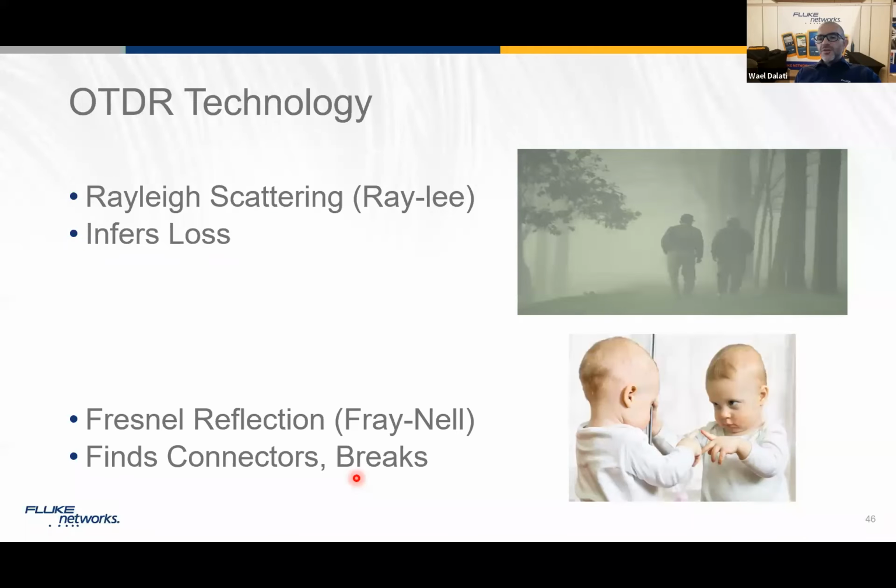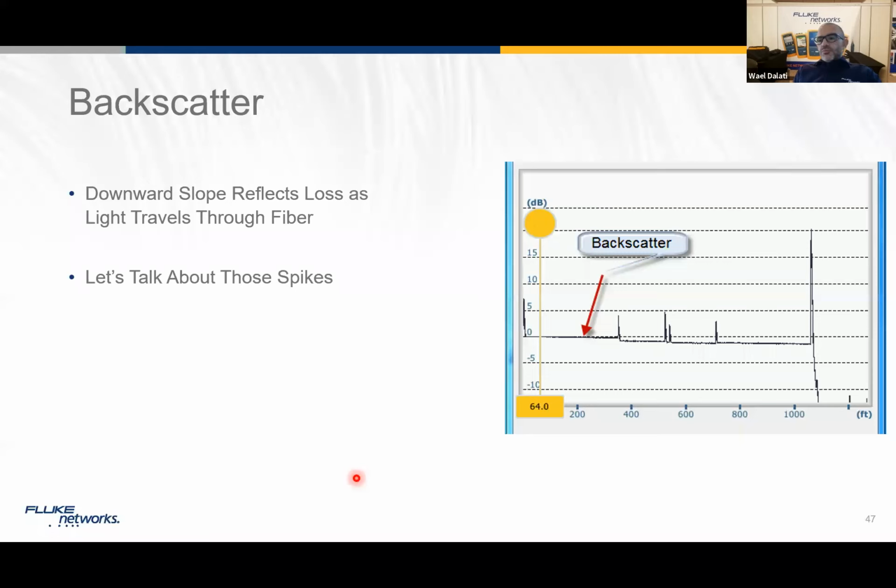So the OTDR technologies focus on Rayleigh light scattering, which is mainly the loss, and the Fresnel reflection, which looks at the connectors and whether there are any breaks in the cable. So in short, for people who are used to seeing OTDR results, that's the common screen that we get on an OTDR. We see the backscatter, which is the drop of the light from the start of the link all the way till the end. And we measure the loss across the total cable.